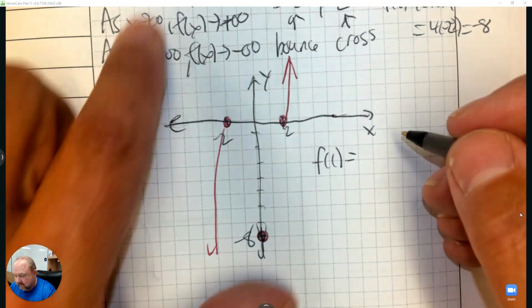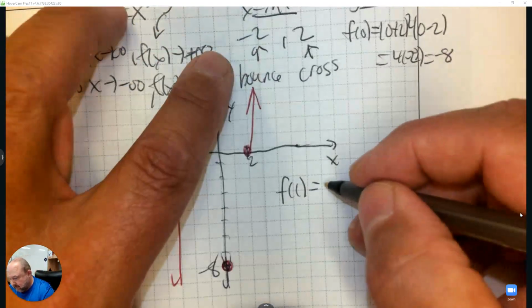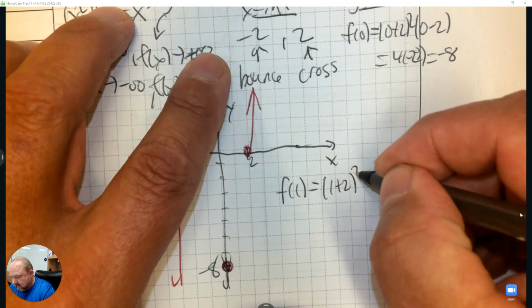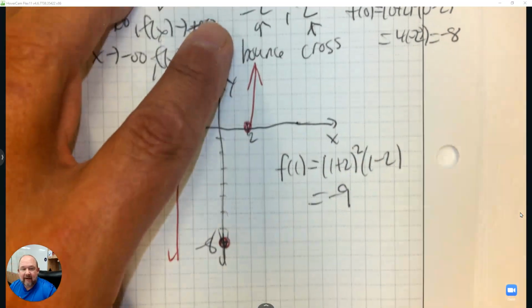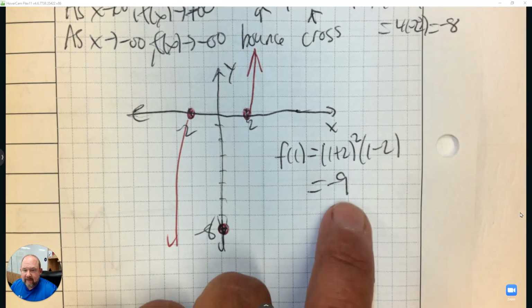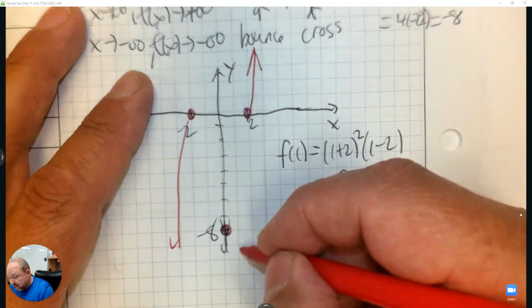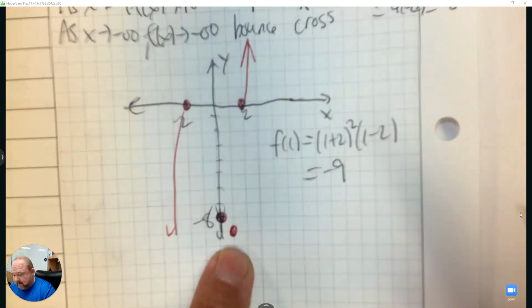So if I plug in 1, and again go back to the function, and it's 1 plus 2 squared, and then 1 take away 2. That gives me the answer -9, because 1 plus 2 is 3 squared times -1. So that one's actually a little lower. So +1 actually gives me an answer. It's a little lower, so that's a better turning point.